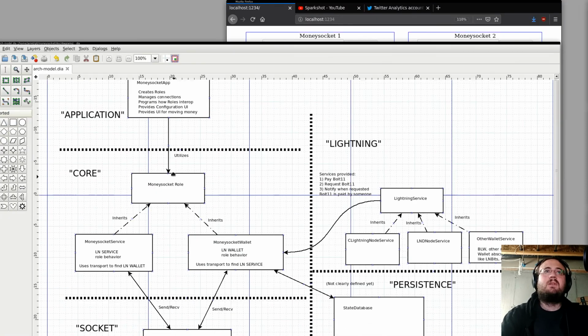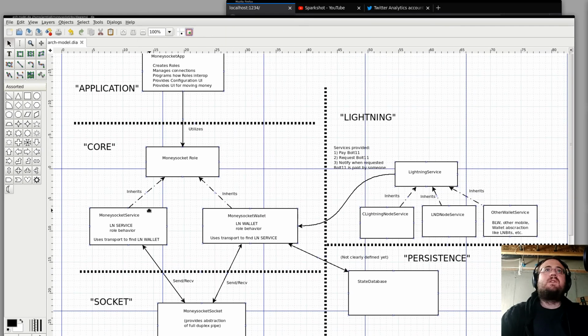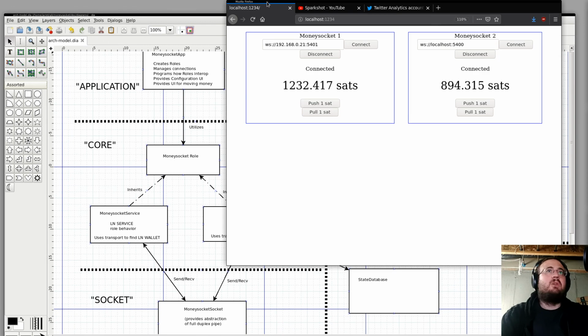So that's the connection piece right here. We're going to connect and disconnect. And then the actual provide UI for moving money. So that's the push and pull here. So yeah, that's our example of a service.